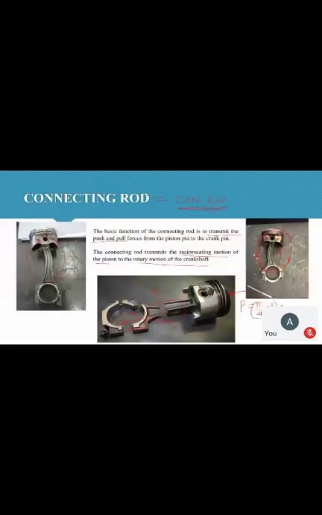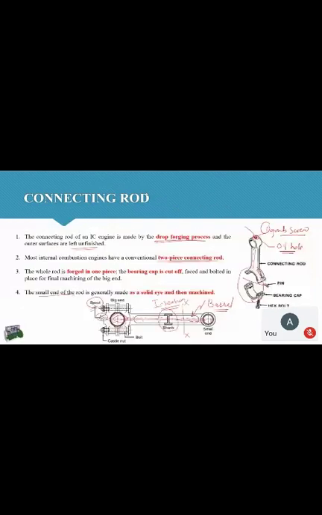In the last two lectures, we have learned about the function of the connecting rod. Then these are a few points describing the manufacturing process of the connecting rod. As you can see, it is manufactured by the drop forging process. The connecting rod which we use is called a two-piece connecting rod.